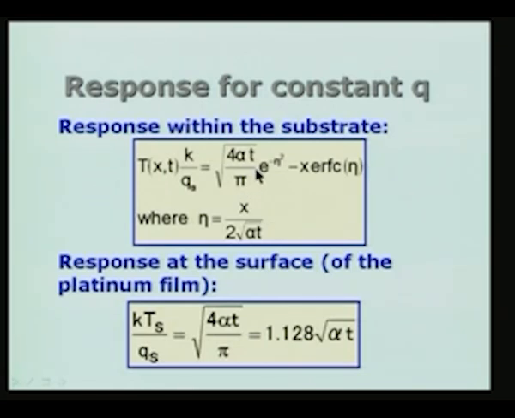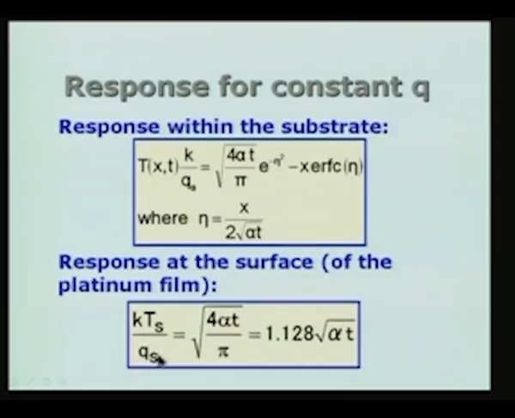And in fact, if you put x equal to 0 in this equation, you will get the surface temperature, and the surface temperature of the substrate is exactly equal to the temperature of the film, because it is a very thin film which is formed on the surface. It has got very little inertia and it will follow the temperature of the surface faithfully, and in fact the temperature of the surface follows a square root of time relationship.